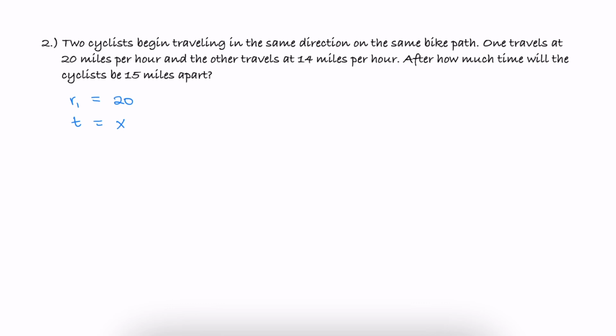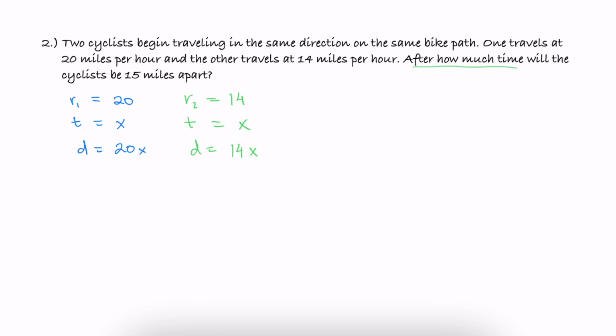So that means that if R2 is 14 miles per hour, T will still be X because it's just after how much time. We're just figuring out one time. So what we do here, we know distance is rate times time, right? So D equals 20x there, and D equals 14x here.